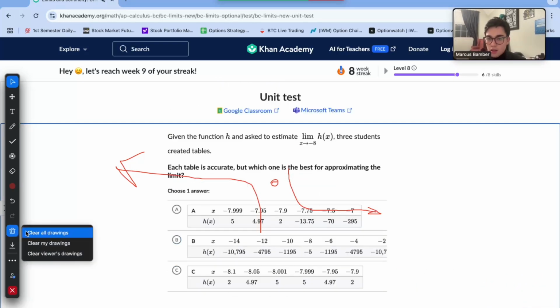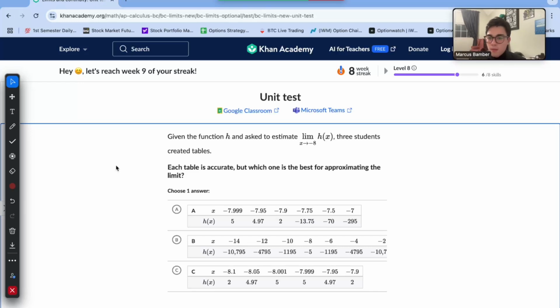On to our next one, we have a table and we're trying to approximate the limit of h of x as x approaches negative 8. Now, the general rule of thumb is that we want increasingly closer increments that get very close to our value of negative 8, and we want to have that from both the left and the right side.